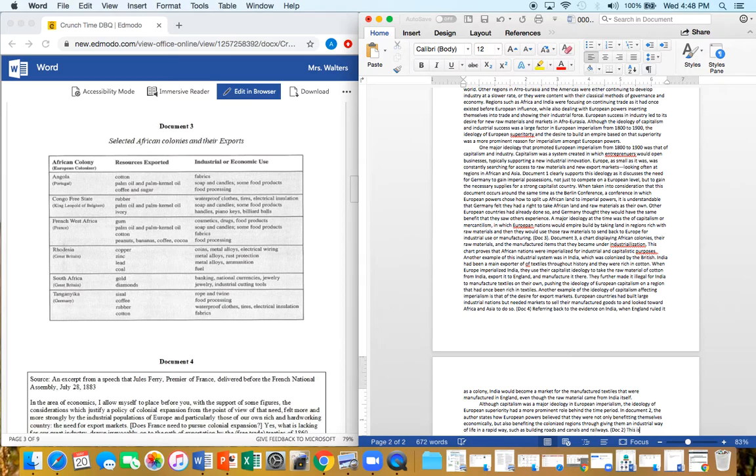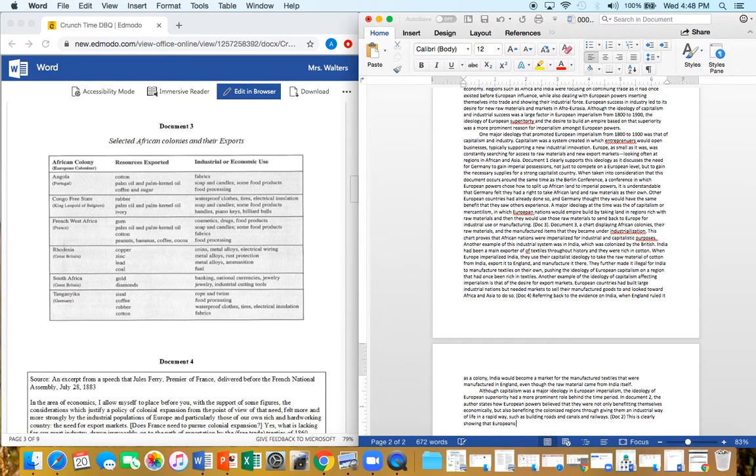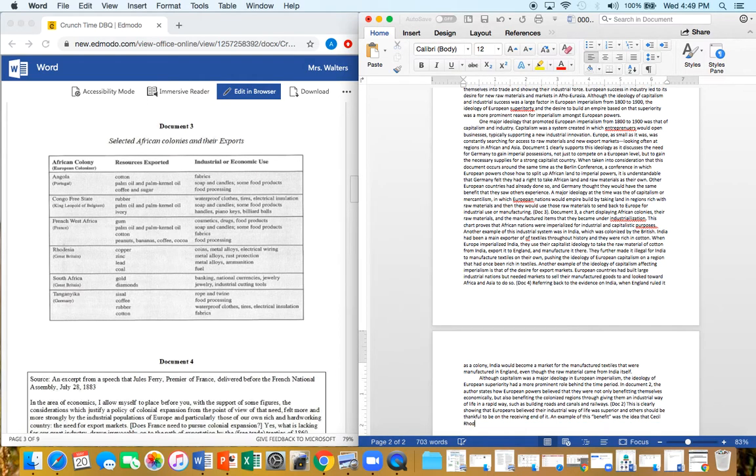This is clearly showing that Europeans believed their industrial way of life was superior, and others should be thankful to be on the receiving end of it. An example of this benefit was the idea that Cecil Rhodes had in Africa.